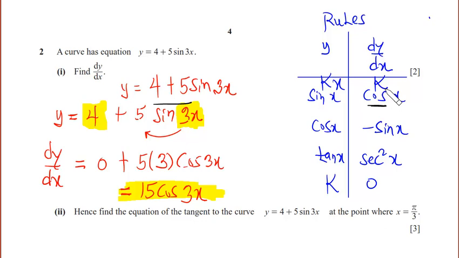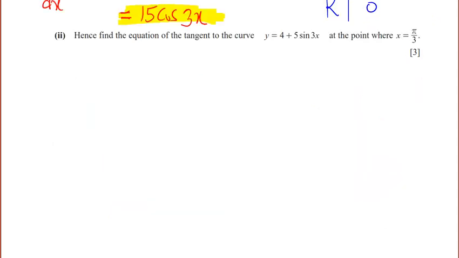Let us proceed to question Roman figure 2. In Roman figure 2, we need the result of Roman figure 1. Don't forget, the result of Roman figure 1 says dy dx is actually equal to 15 cos 3x. That is the derivative of y equals 4 plus 5 sine 3x. The derivative of this function gives 15 cos 3x. So we need that result.